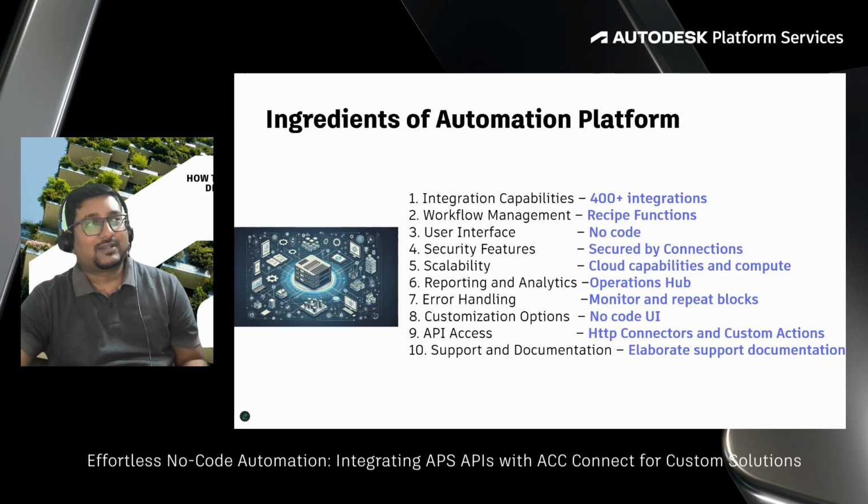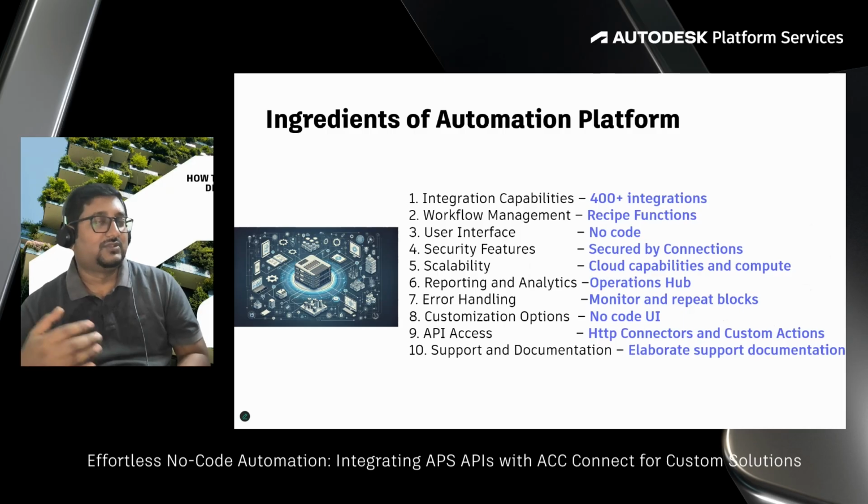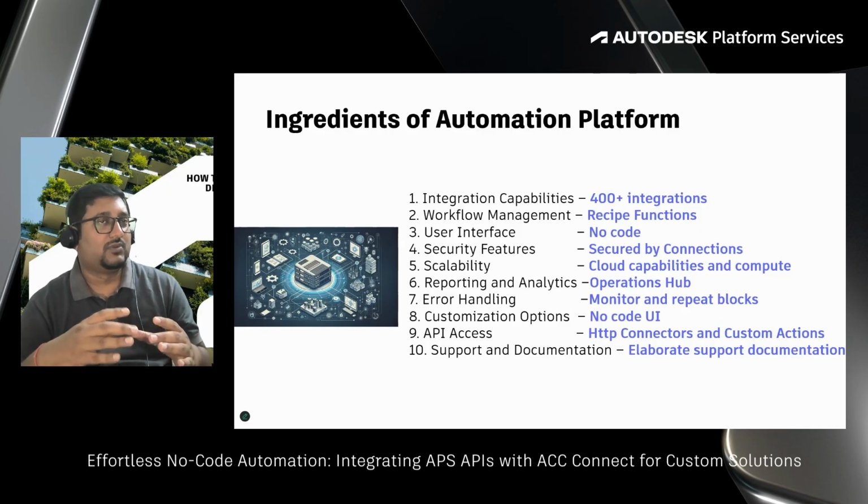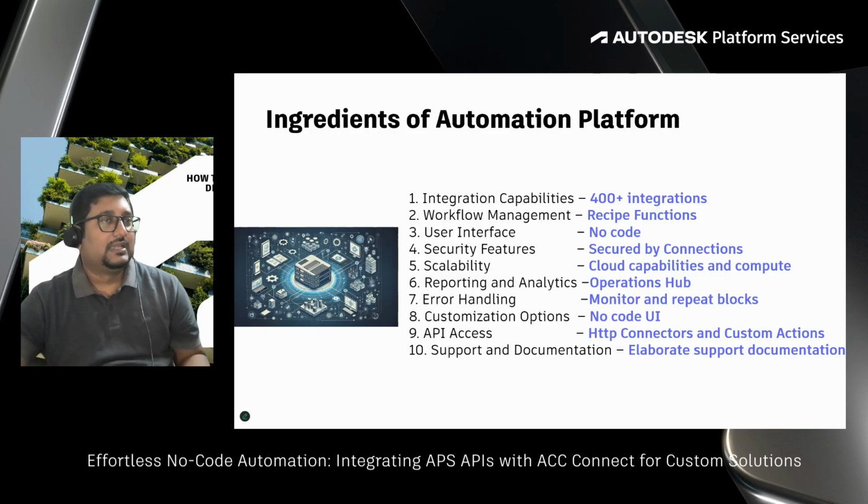With that, I'll come back to the original slide again. So I talked about what are the ingredients of the automation platform which will make your task easier in creating an automated workflow. So we talked about integration capabilities. So we saw there were 400 plus integrations which are available within ACC Connect. In terms of workflow management, we have easier recipe functions which help you to automate workflows by reducing your code to a smaller condensed set of steps. We have a no-code user interface which is supported by ACC Connect.